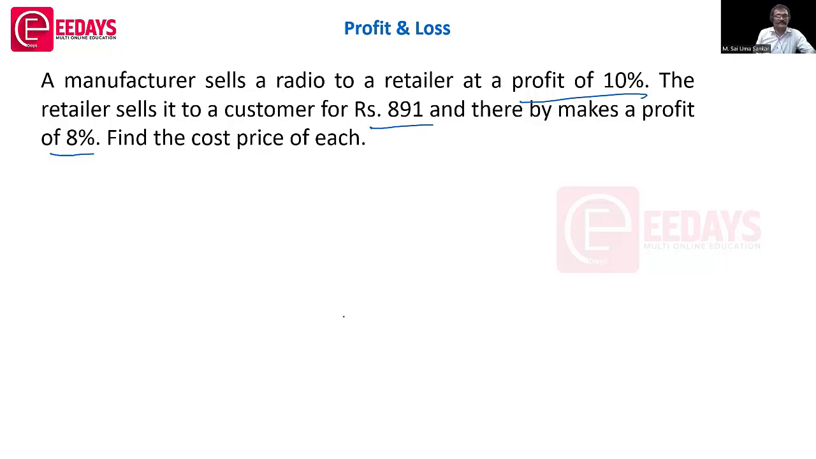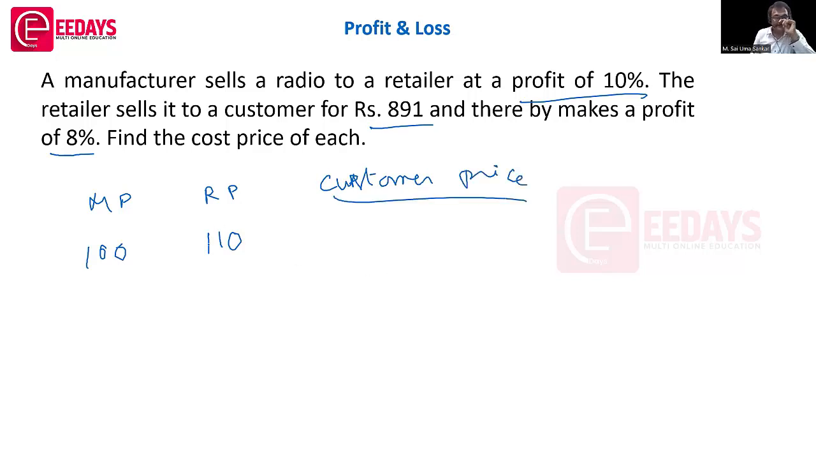See, manufacturer price, let us take 100. Retailer price, that is equal to 110. Next, customer price. This is the customer, not a cost price. Okay, it's customer price. 8%. 8% of 100 is 8. 8% of 10 is 0.8, so 8.8. Total 118.8.